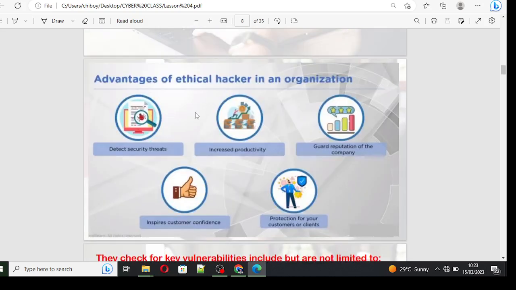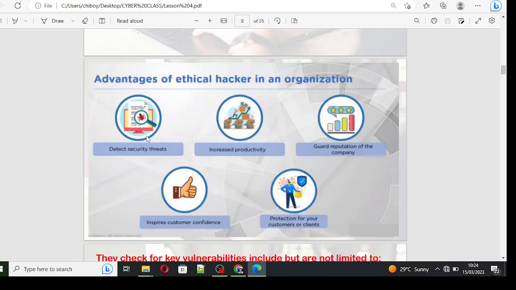Now, this slide contains the advantages of ethical hackers in an organization. The advantages: one of them is detecting security threats. Another thing is increased productivity. We have guarding the reputation of the company. We have inspiring customer confidence and protection for the customers or clients. When we talk about detecting security threats, increased productivity, and guarding the reputation of the company, all these things we understand. Then we talk about inspiring customer confidence.